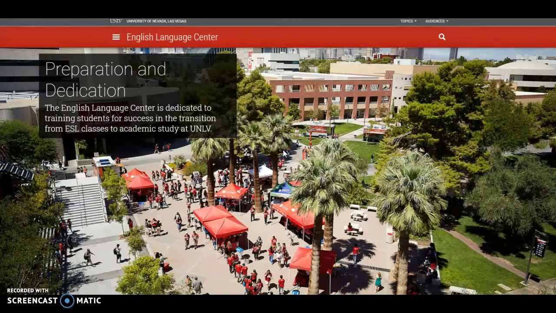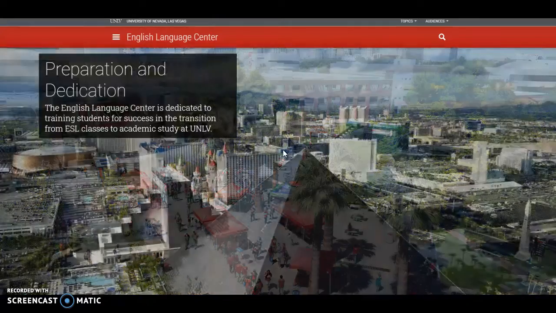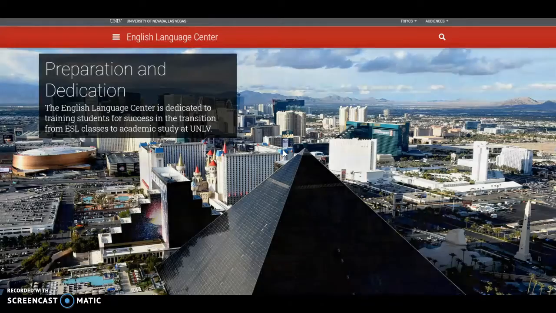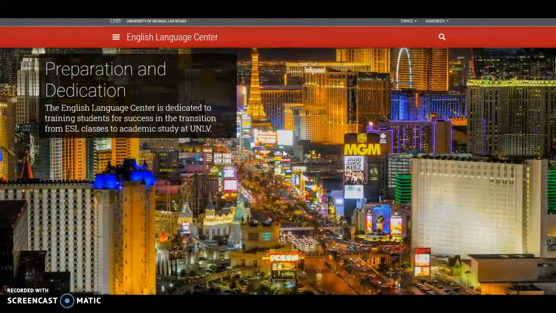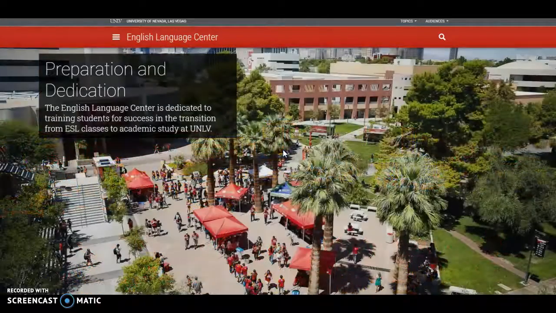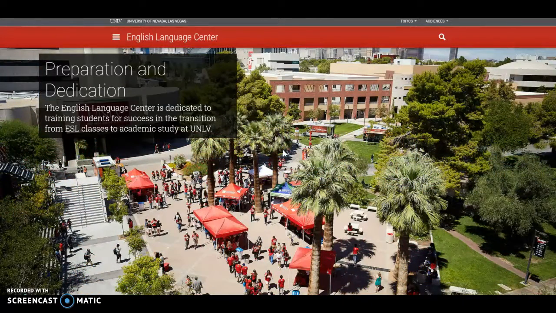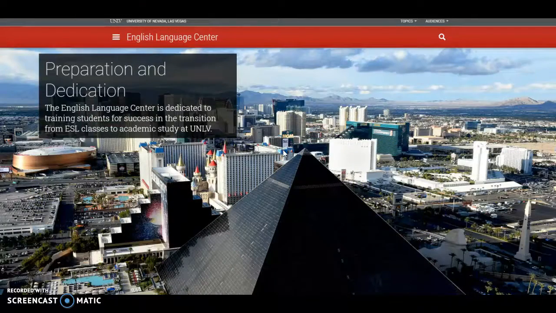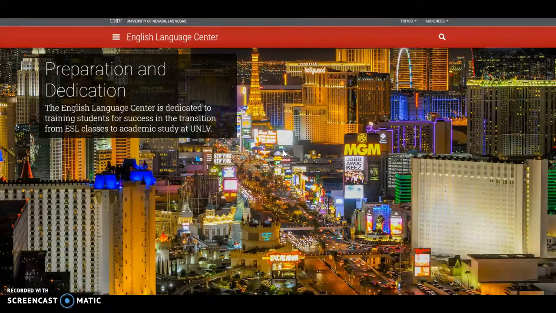You have the fireworks with the UNLV. You have, especially in this image here with Luxor, this horizon stretching off into the distance. So you have a lot of images that, what's interesting to me is, speak less about the English Language Center and more about attracting people to the energy and the intrigue of Las Vegas, which I find interesting.